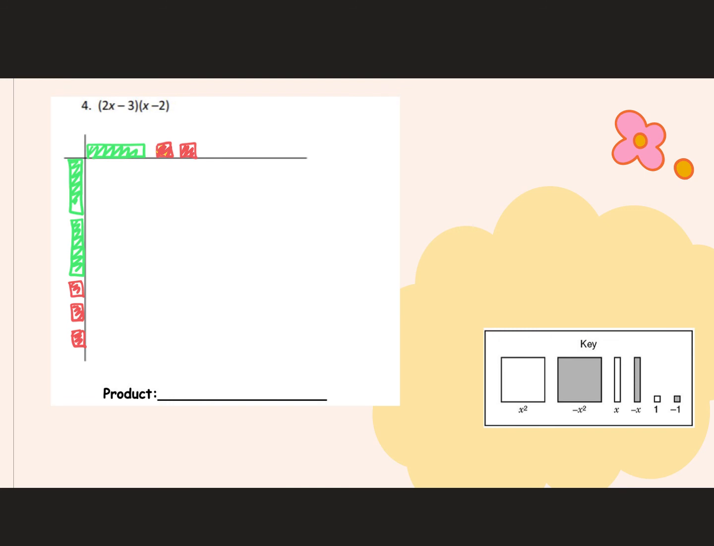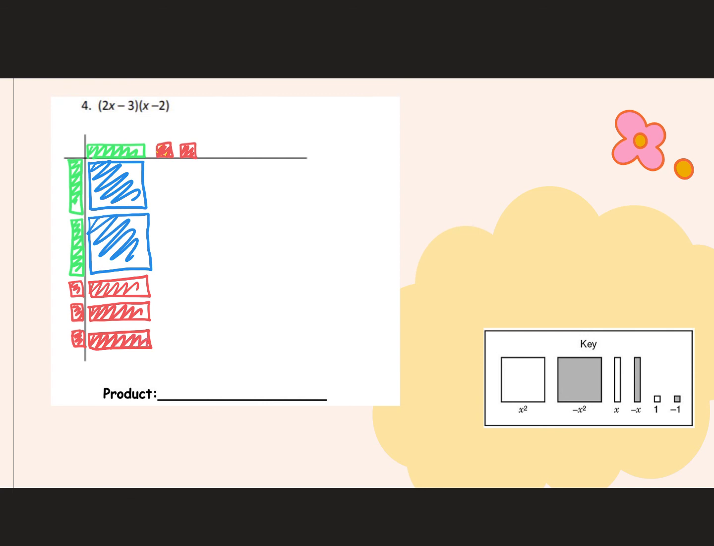All right, so we have x times x, which gives me x squared, positive x squared. x times x, which gives us positive x squared. x times negative 1, which gives me negative x. x times negative 1 gives me negative x, again and again, for each of the negative x tiles.